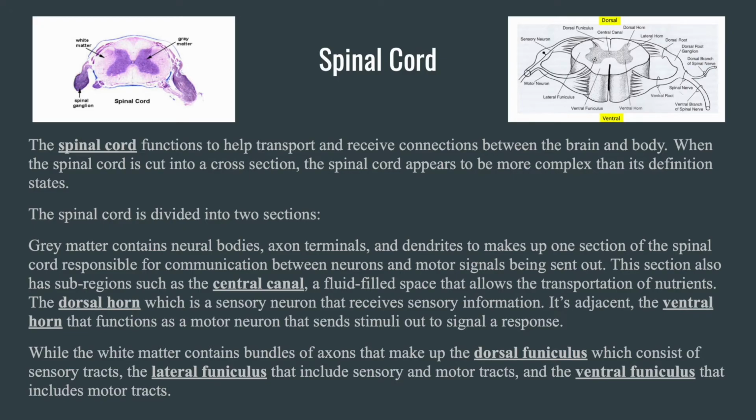Next, we're going to discuss the spinal cord, which helps transport and receive connections between the brain and body. It's a lot more complex than that when you split it into a cross-section. So the spinal cord consists of 2 different sections, the gray and white matter.